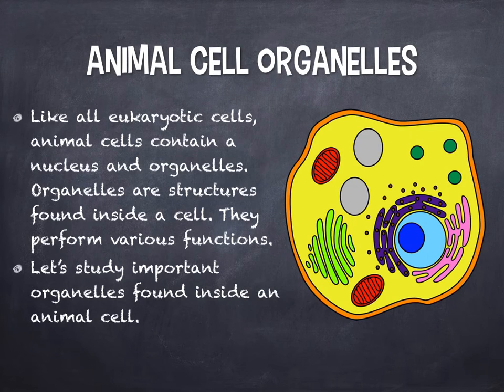Like all eukaryotic cells, animal cells contain a nucleus and organelles. Organelles are structures found inside a cell, and they perform various functions. We're going to study some of these important organelles that are found inside of an animal cell. You're going to use the chart on your notes to fill in the function. Function will be in the purple font. What's in the pink font is telling you which organelle we're focusing on. Let's move on.